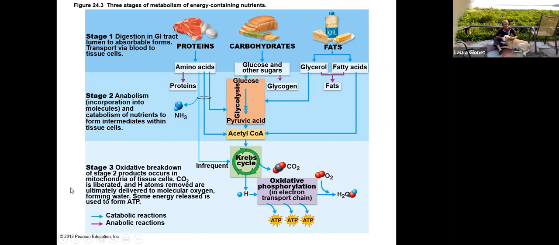And then stage 3, the oxidative breakdown of stage 2 products, occurs in the mitochondria of tissue cells. Carbon dioxide is liberated, hydrogen atoms are removed and ultimately delivered to molecular oxygen, forming water. Some energy is released and used here to form ATP. All right, so what does that mean? It means that along this entire pathway, and we go through a lot of processes and chemical reactions to break down one glucose molecule, we're going to follow it into reaping the final number of ATP.